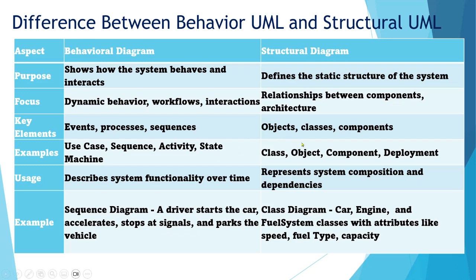Here are some examples of behavioral diagrams. Means we can use the use case diagram, sequence diagram, activity diagram, or state machine diagram to represent the behavior. And within the structural diagram, we can use the class, object, component, or deployment diagram to represent the structure of the system.